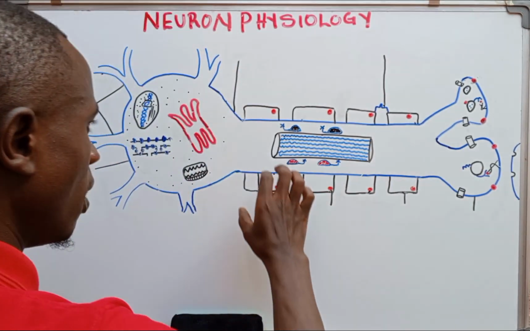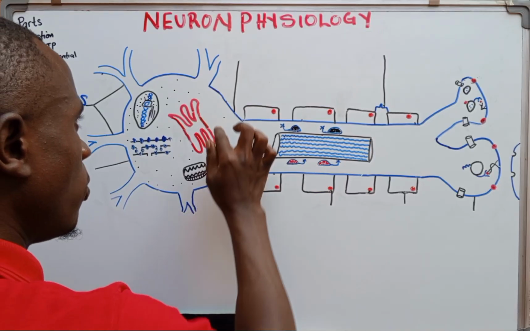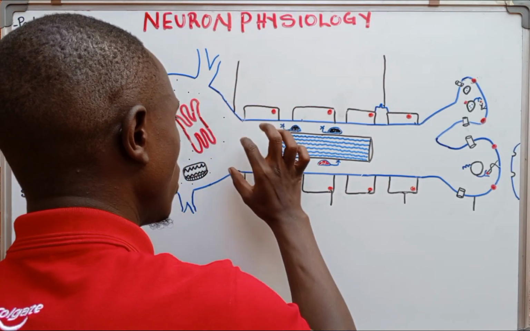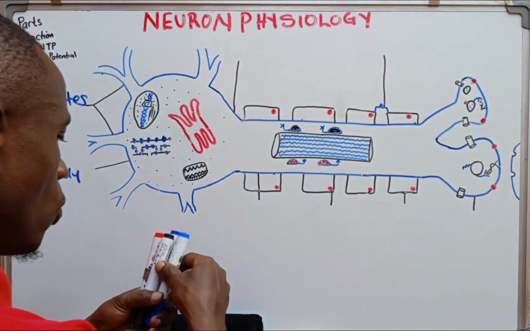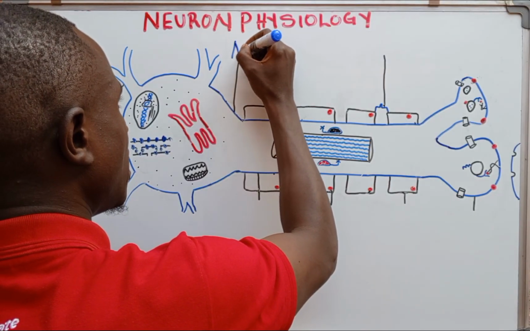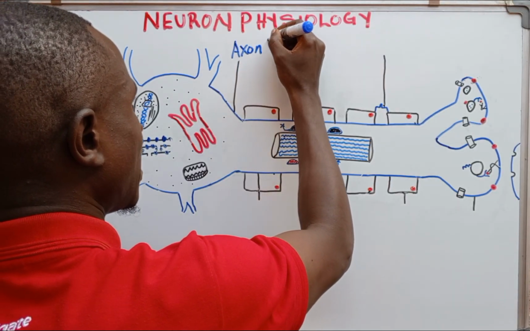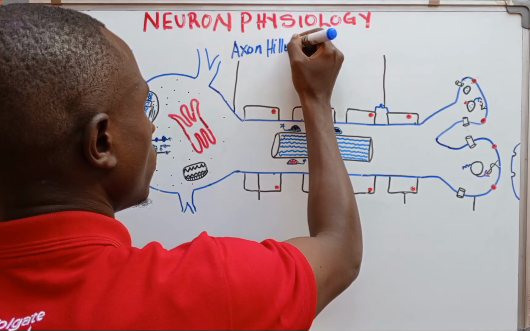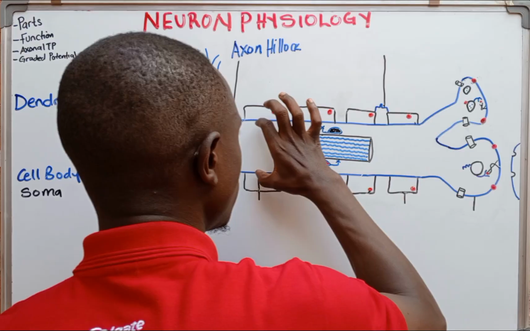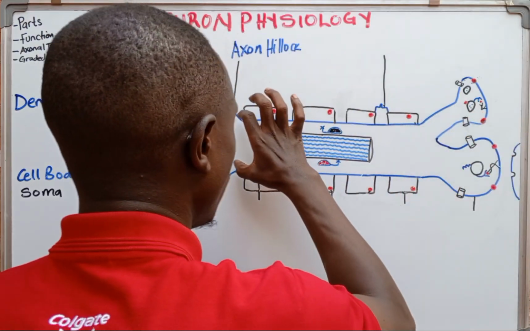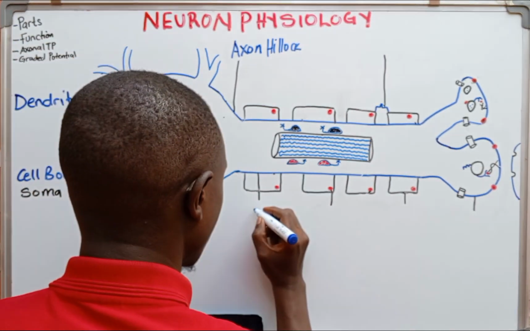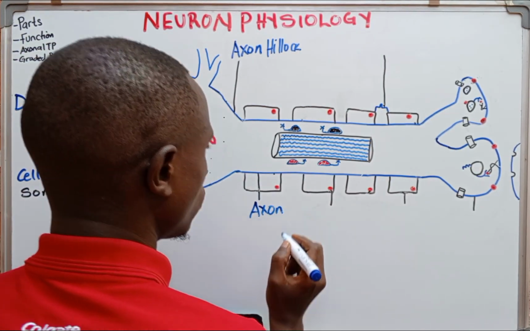Now this cell body has an area where it starts to narrow down before it transitions into this tube. How do we call this structure? The narrowing point of the cell body we call the axon hillock. Now how do we call the whole of this tube which is going up to this side? The whole of this tube is what we call the axon.